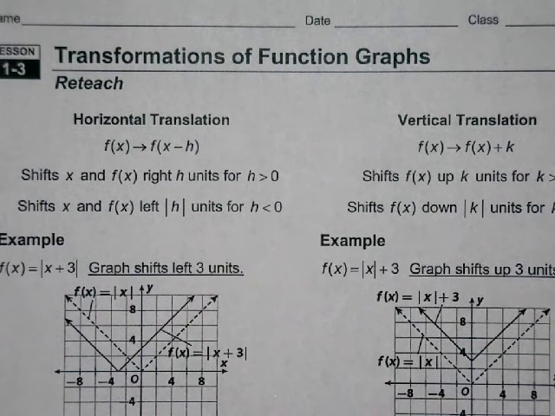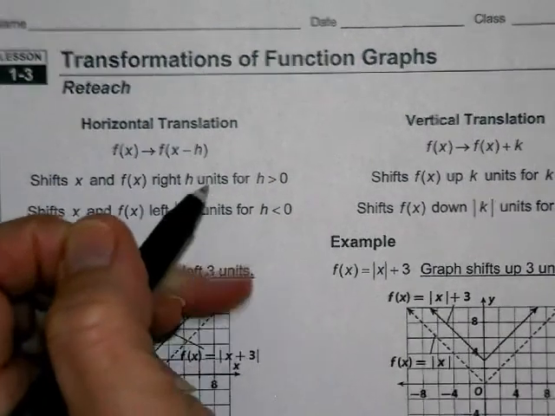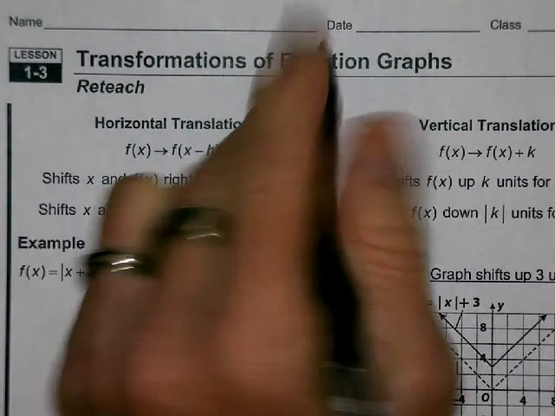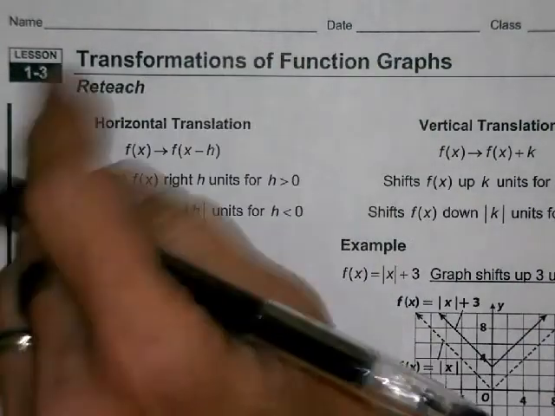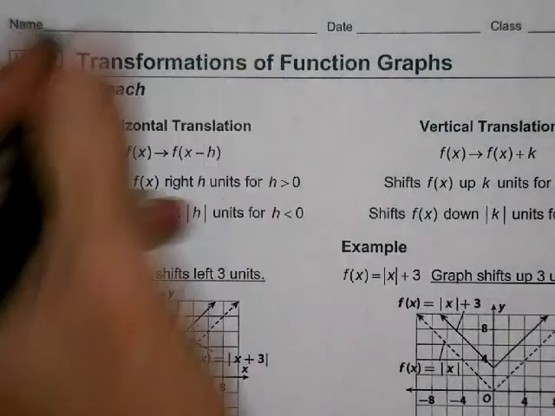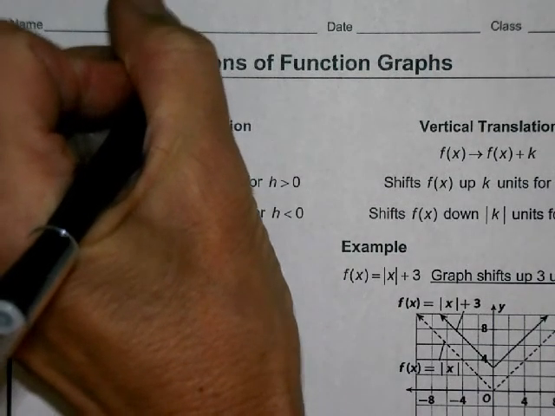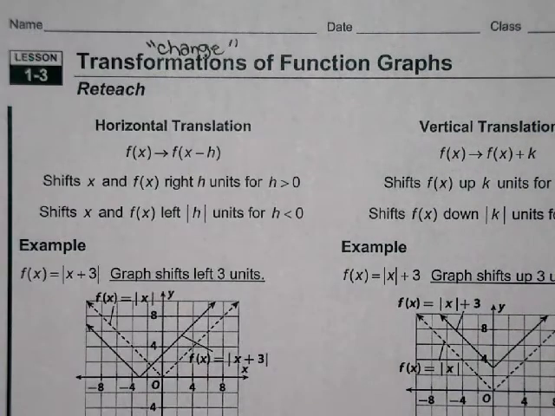All right, the word transformation speaks of change. Things are changing. So when we talk about changing the look of a graph, it's formally called a transformation. A synonym for transformation is change, just like in English. So we're going to change up the look of the graph. What happened to the graph? That's what we're going to do.